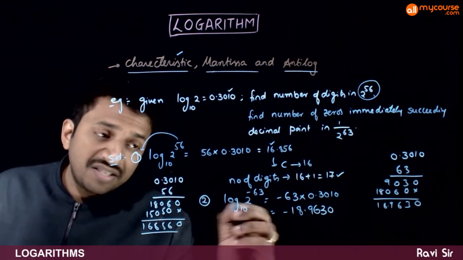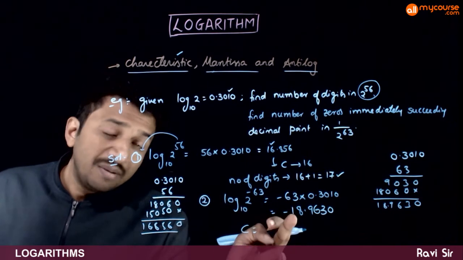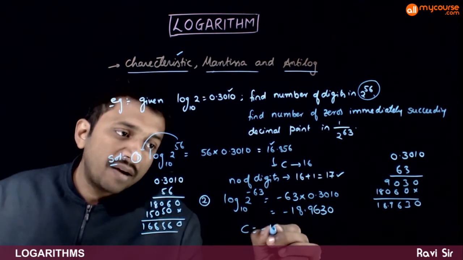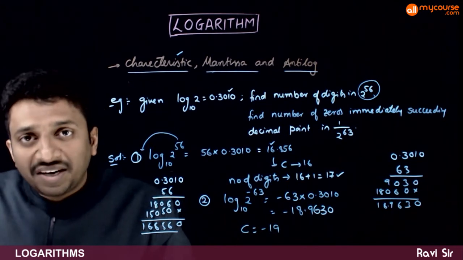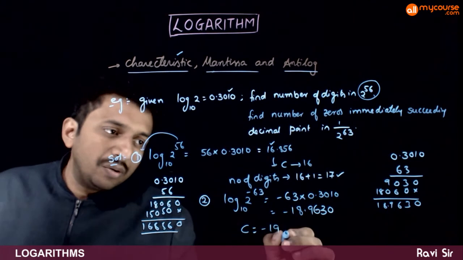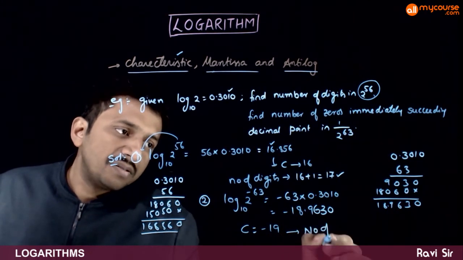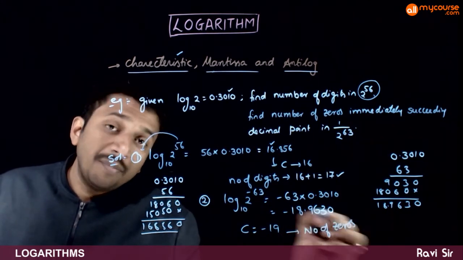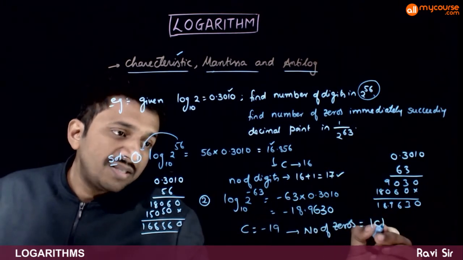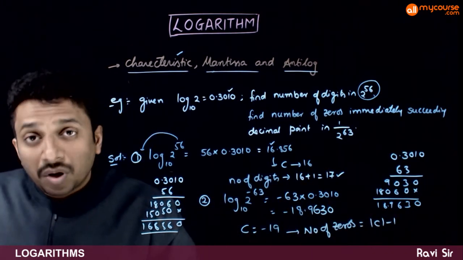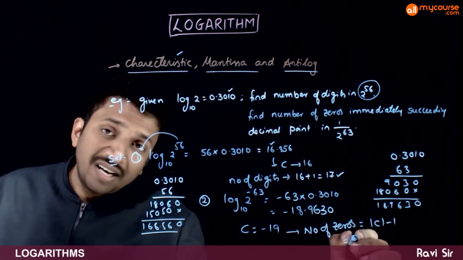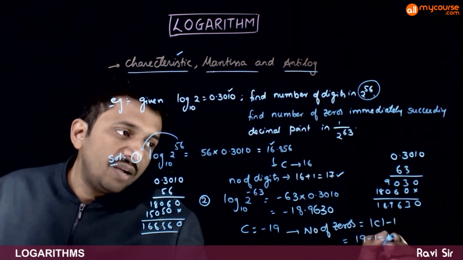What is the characteristic of this? Because this is a negative number, as we have already seen, it will be 1 unit backwards. The characteristic is minus 19. So the number of zeros immediately after the decimal point is nothing but mod C minus 1, right? Mod C minus 1. That is the modulus of C, which is 19, minus 1, which is equal to 18.